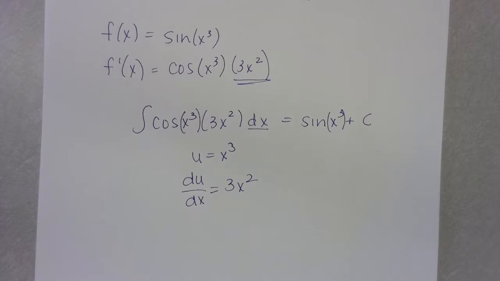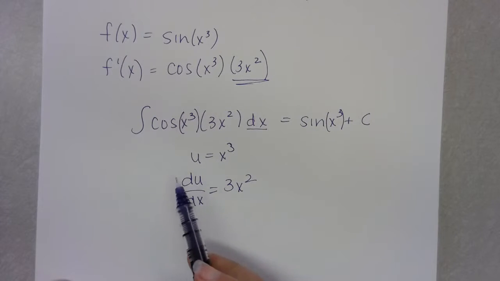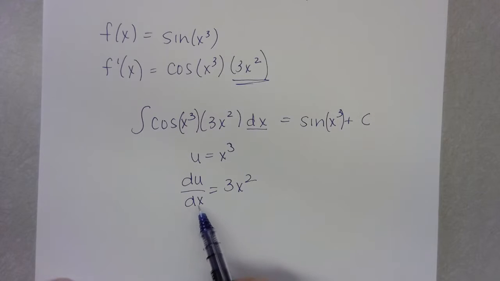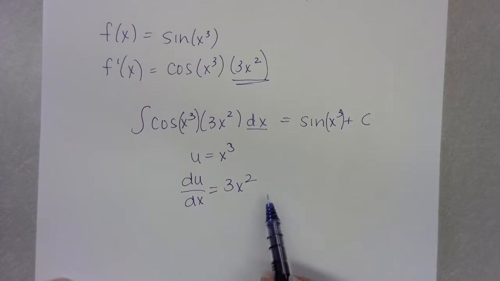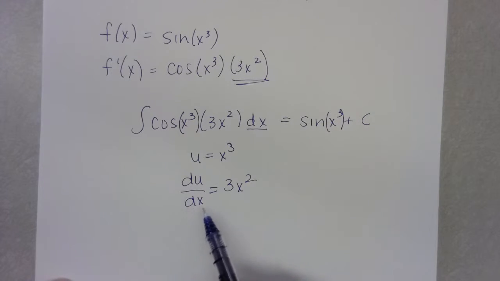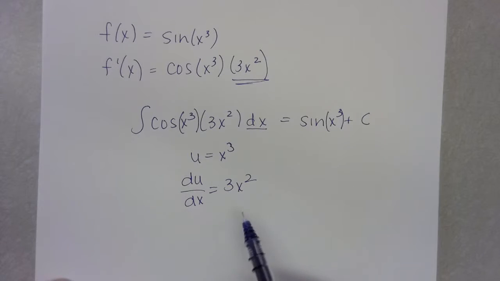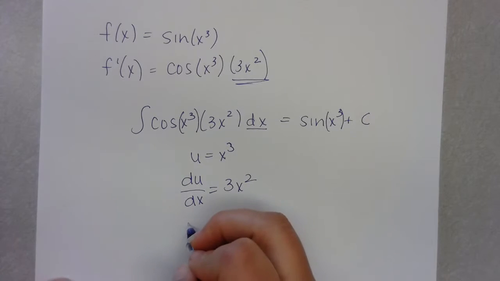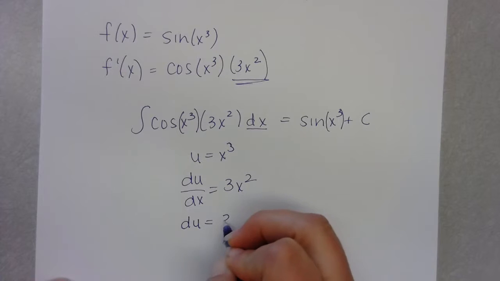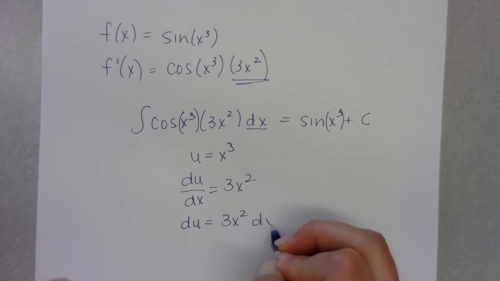I know that this kind of looks like it, but it's not really, but we're going to treat it like this du dx is a fraction. It's not really. These are differentials, but for this technique, we're just going to multiply across by the dx. Now it's really not a fraction, but we're going to treat it like that anyway. So that gives me du equals 3x squared dx.